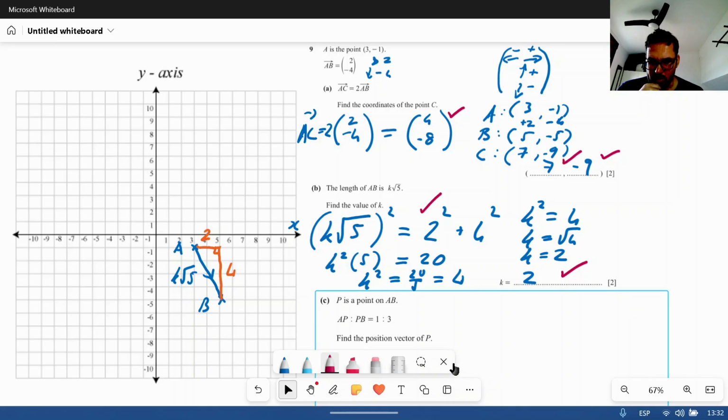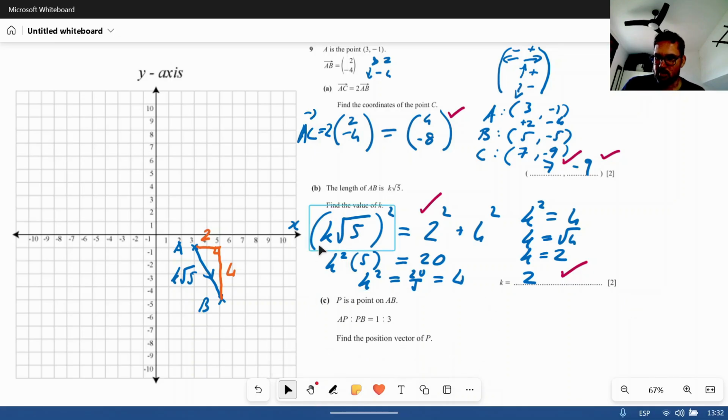Okay, we're making good progress, although I don't have much space here. Right, P is the point on AB.